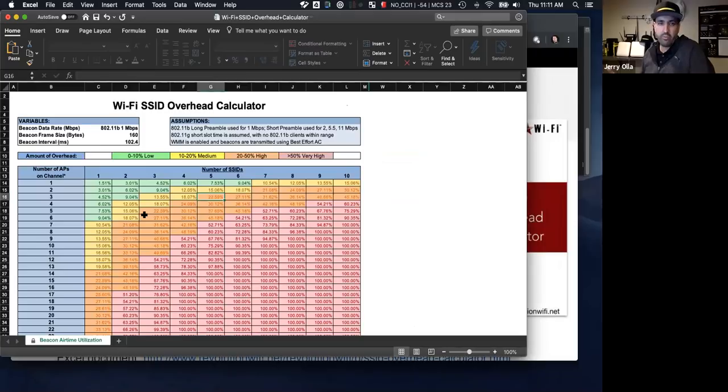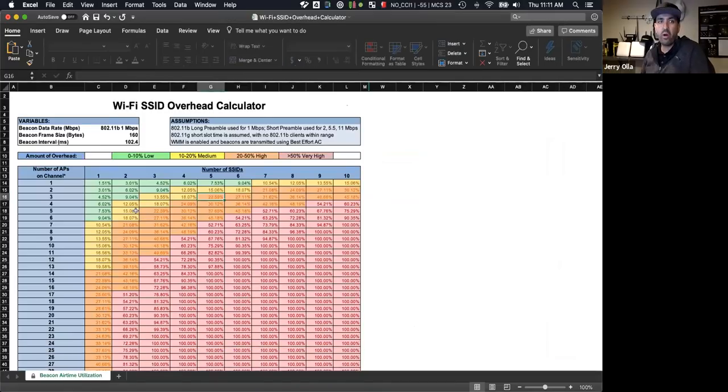This is really using math to understand how the management overhead of the Wi-Fi gets amplified based on co-channel interference. On the left side of this chart is the number of access points on a channel, and across the top is the number of SSIDs that are deployed. This isn't even taking into consideration putting any clients on the APs, but purely the management overhead and the number of APs all consuming that channel.